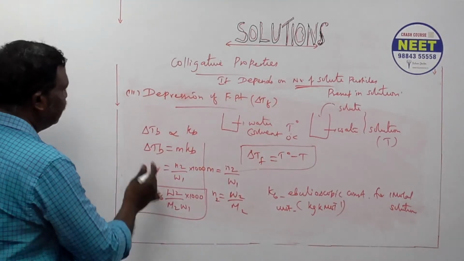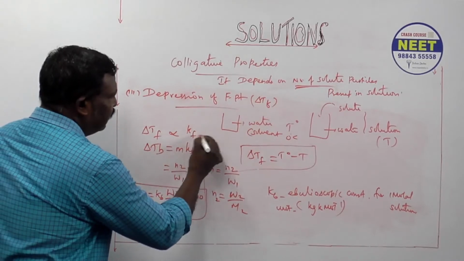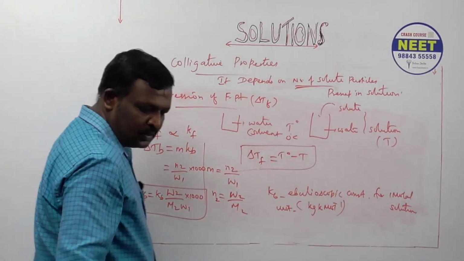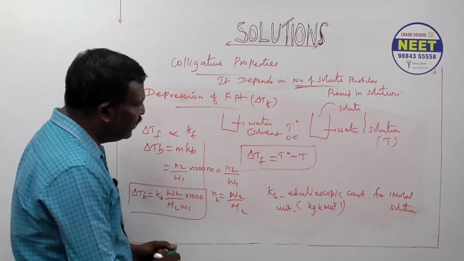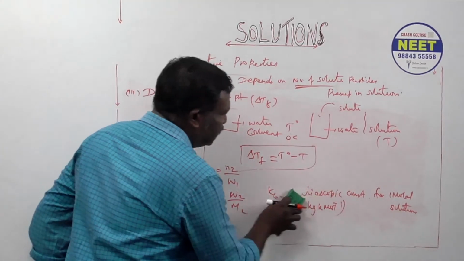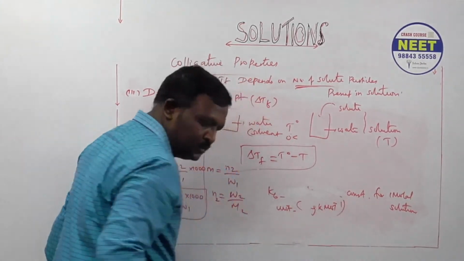Now del TF is directly proportional to Kf. Kf is called the freezing point constant, or we can say the cryoscopic constant. Cryoscopic constant.